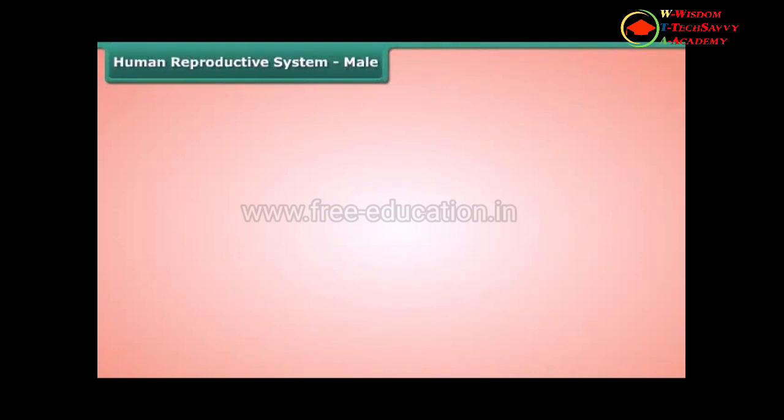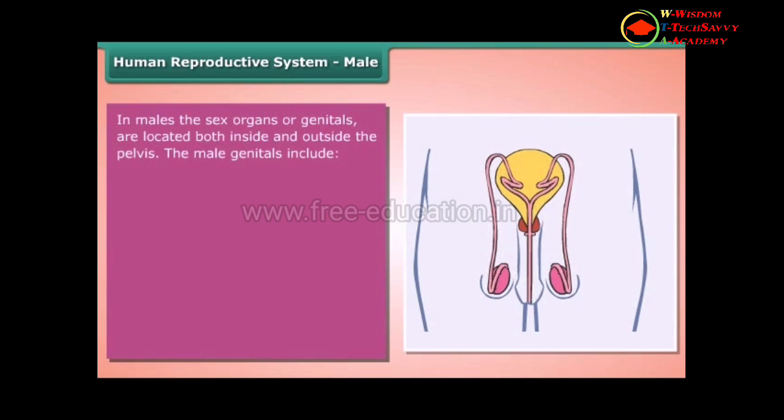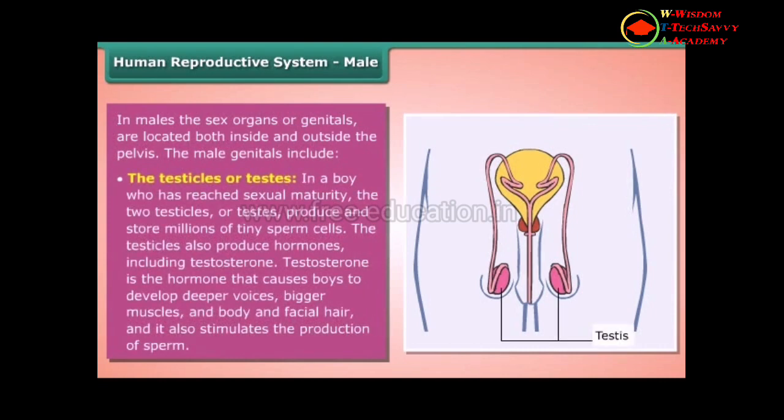Human reproductive system. Male. In males, the sex organs or genitals are located both inside and outside the pelvis. The male genitals include the testicles or testes. In a boy who has reached sexual maturity, the two testicles or testes produce and store millions of tiny sperm cells. The testicles also produce hormones including testosterone.